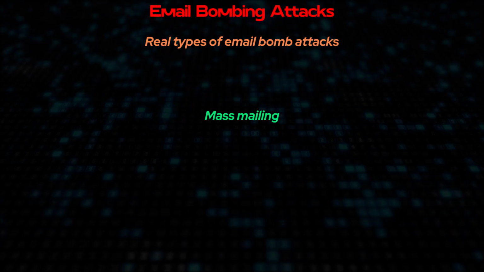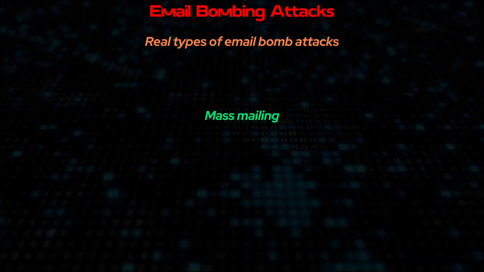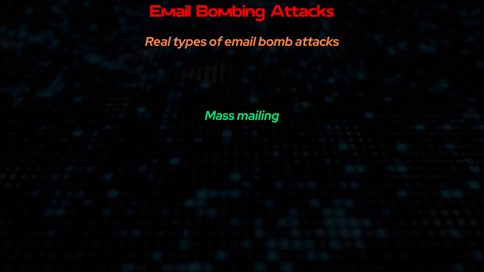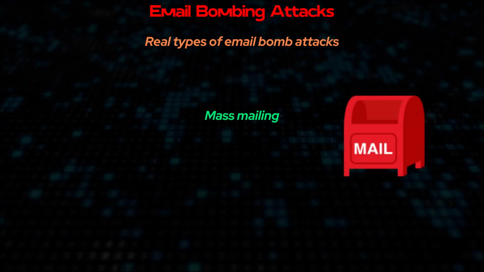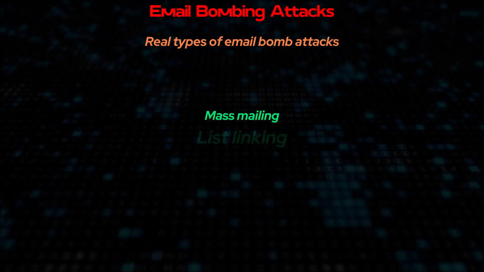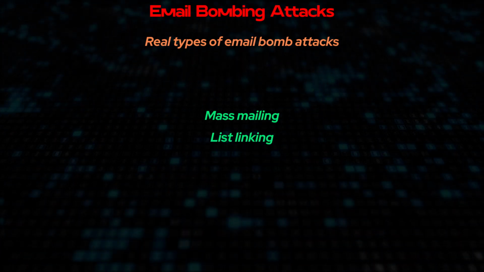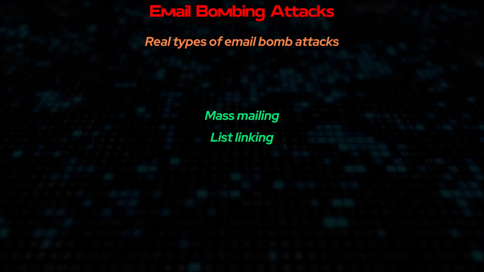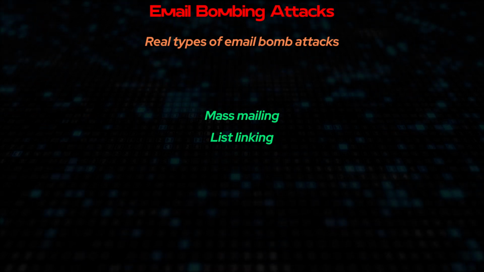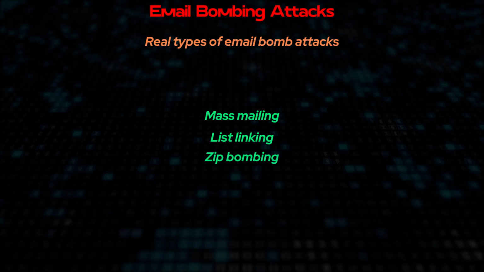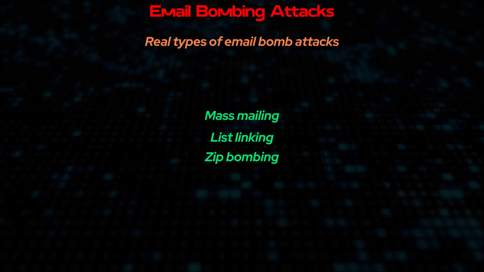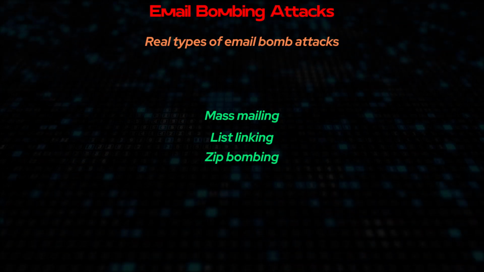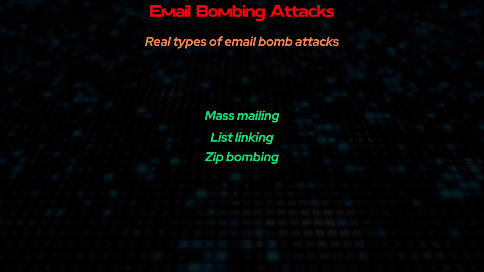Real types of email bomb attacks. Mass mailing. Attackers send multiple copies of the same email to the same address. Mass mailing attacks usually employ botnets to rapidly overload the victim's mailbox. List linking. Attackers subscribe the victim to multiple mailing lists, forcing them to unsubscribe manually. This attack is also known as an email cluster bomb. Zip bombing. Attackers attach compressed files containing large volumes of garbage to the message, overloading the mail service's antivirus software when it tries to scan it.